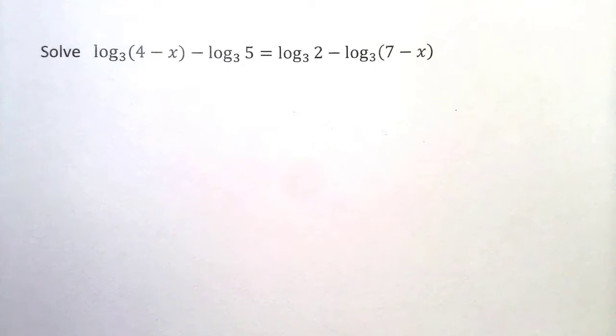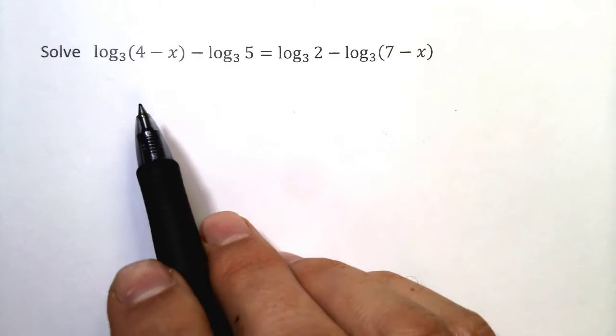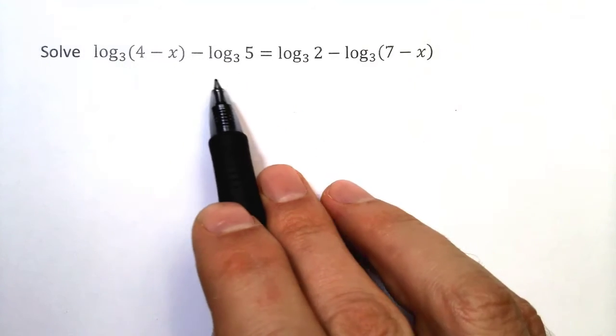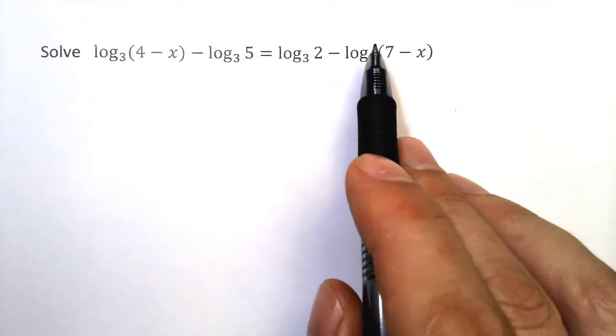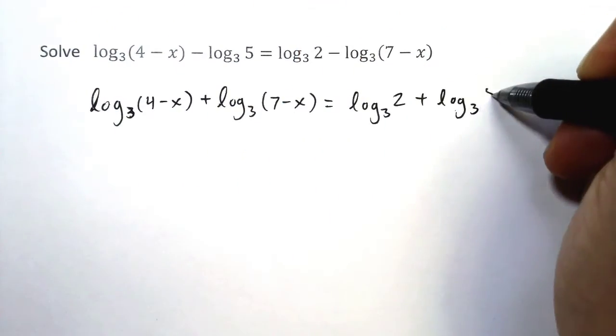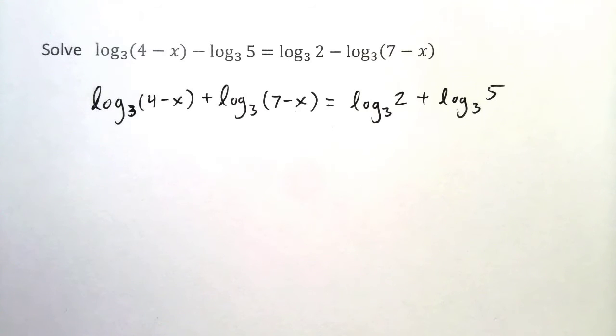Okay, here's our final logarithmic equation to solve. Well, I think what I'll do is proceed like we did in the last problem and get rid of these minuses. I'm going to add log base 3 of 5 to both sides, and I'm going to add log base 3 of 7 minus x to both sides. This is what we get.